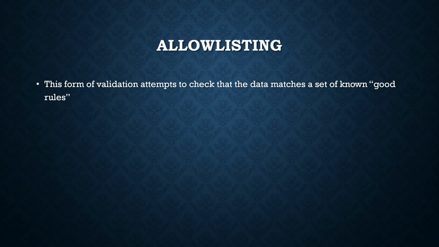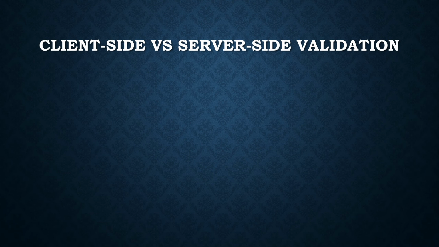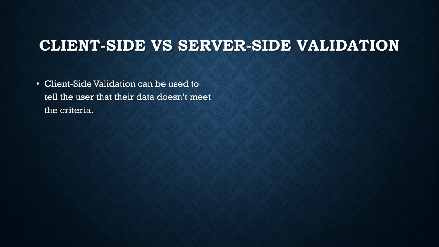Allow listing is a form of validation that attempts to check that the data matches a set of known good data. An example of allow list would be checking to make sure that a U.S. state is entered by the 2-letter code and that it is in fact a valid U.S. state. There are two forms that we can look at with both client-side and server-side validation.